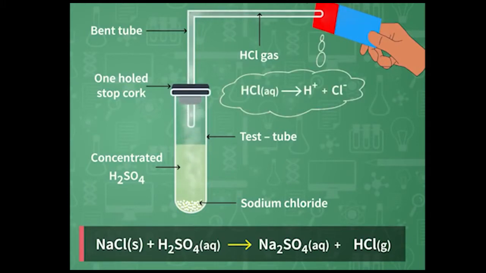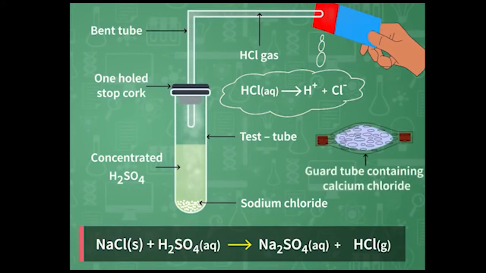Also remember one thing, when the atmosphere is really moist, instead of using the delivery tube, we use a guard tube. Guard tube has anhydrous CaCl2 salt in it. This calcium chloride salt absorbs the moisture present in the tube. So when the gas passes through this tube, we get the gas purely in dry form.